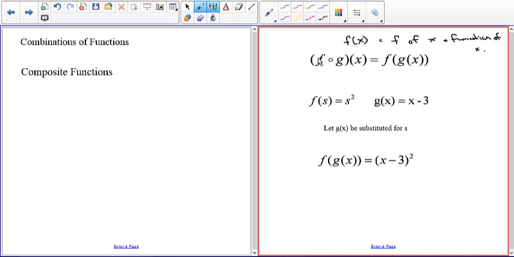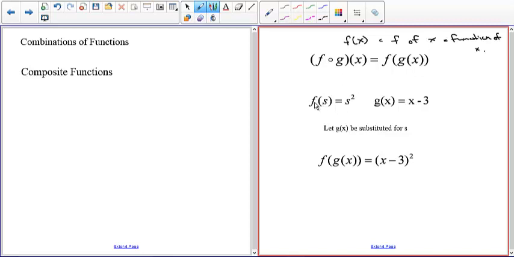So one way of doing this composite function is f of g of x, or you can put the f outside parentheses, and inside the parentheses is g of x, because normally in the parentheses we have x. So this is a function of x. What this is saying is f is a function of g of x, where g is a function of x.